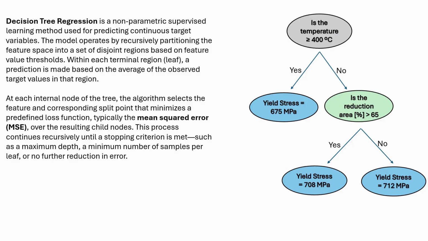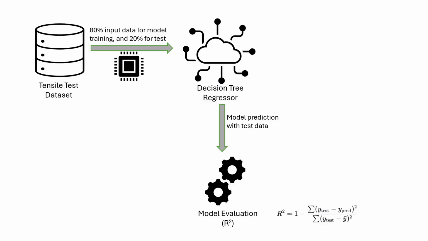This slide shows the overall workflow for training and evaluating a machine learning model using our tensile test dataset. The dataset is split into two parts, 80% for training the model and 20% for testing, which allows us to evaluate how well the model generalizes to unseen data.